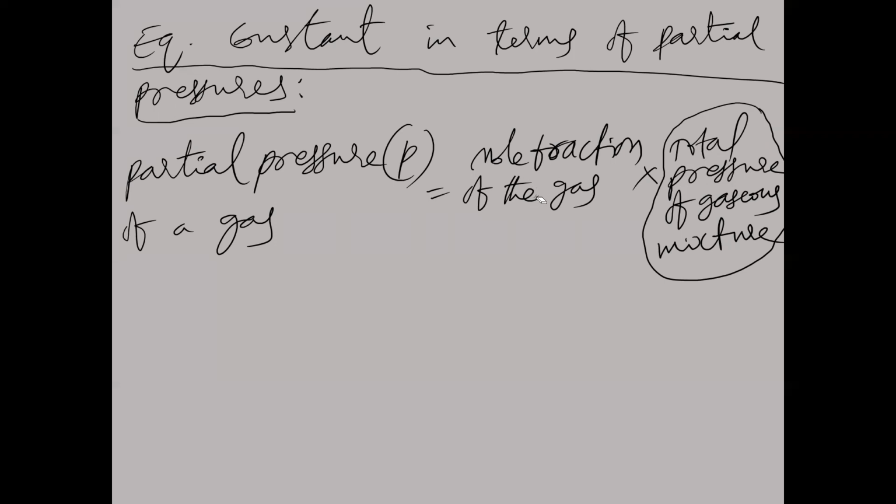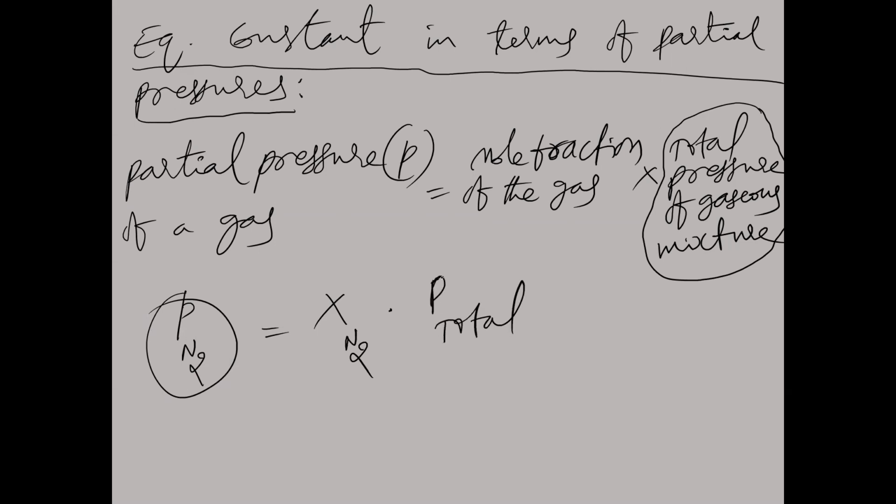So the mole fraction of the given gas times the total pressure of the gaseous mixture will give the partial pressure of that gas. For example, take the partial pressure of nitrogen. Partial pressure of nitrogen is equal to the mole fraction of nitrogen times the total pressure of the gaseous mixture. Here capital P is the total pressure of the gaseous mixture. In the same way, the partial pressure of hydrogen is equal to the mole fraction of hydrogen times total pressure. Partial pressure of ammonia gas is equal to the mole fraction of ammonia gas times total pressure.